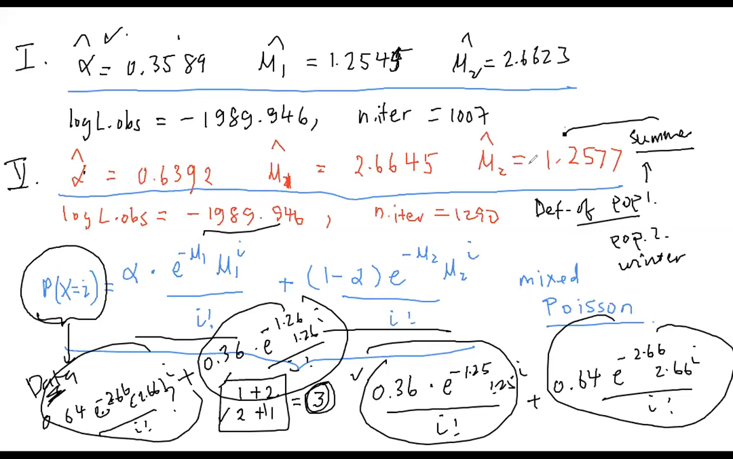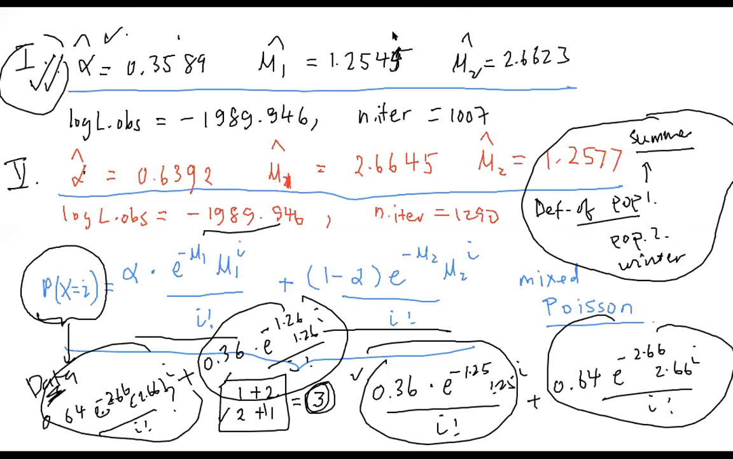You have to refer to the context of the problem. So in this case, if you define population 1 as deaths in summer and population 2 as deaths in winter, you will have to pick the first set of solution, right? Because in the first set of solution, the mean death is 1.2, whereas the mean death in population 2 is about twice of that. So this would correspond to your summer deaths, and this would be your winter deaths.